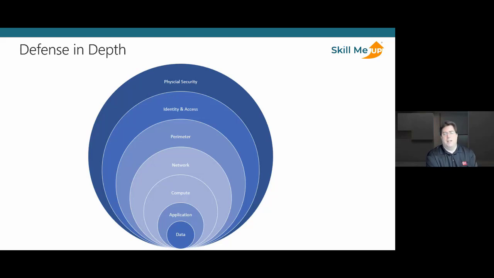our company data, our financial information. It could be personal information of our customers, our employees. It could be health information if we're a healthcare provider. All of that information that is really valuable to us, as well as valuable at times to our attacker, we need to protect all of those things.